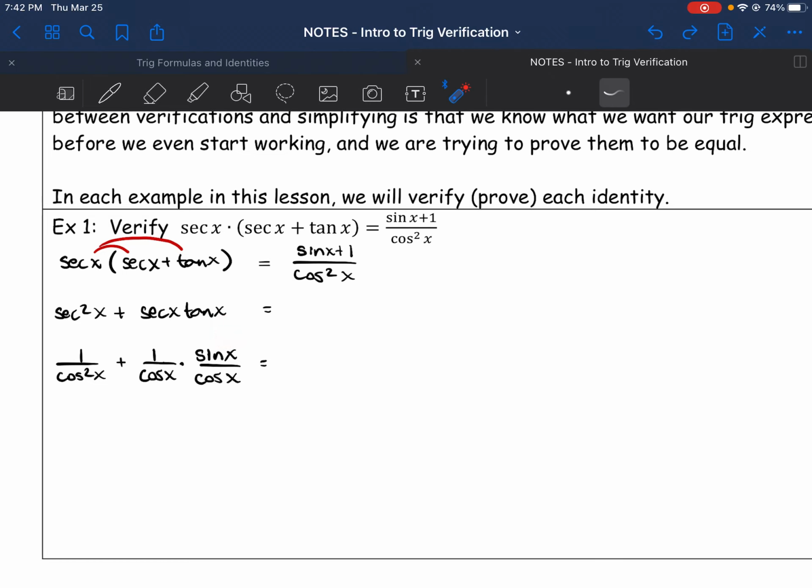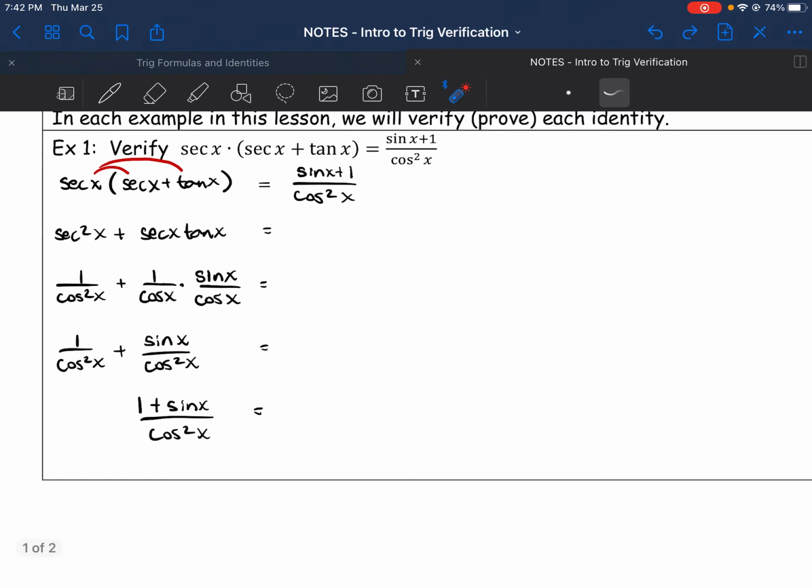Notice that here the denominator is cosine squared. Here our denominator will be cosine squared after we multiply. So now we have 1 over cosine squared plus sine over cosine squared. And since they have a common denominator, we can add the numerators together. So now we have 1 plus sine of x over cosine squared of x.